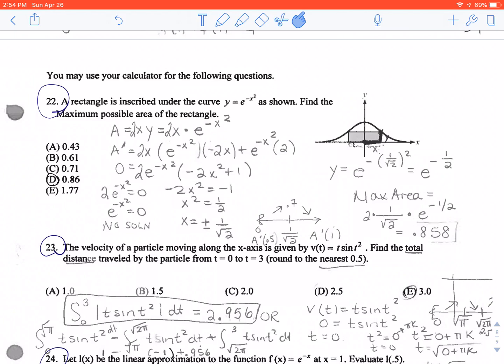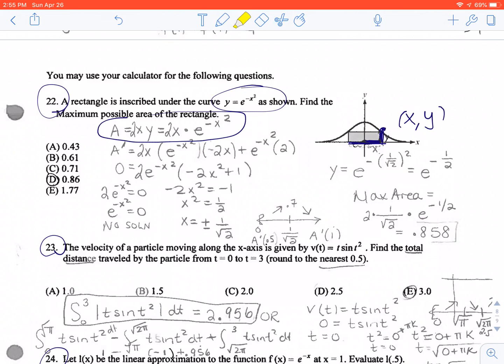All right, the next one was number 22. A rectangle is inscribed in this curve, and we want to maximize the area of the rectangle. When I do these, I always, and they did it too, use the typical x and y ordered pair. So our rectangle is 2x times y. We're going to plug in what they gave us for y to get our area all in terms of one variable. Taking the derivative, this is a really good one to be able to take the derivative of.